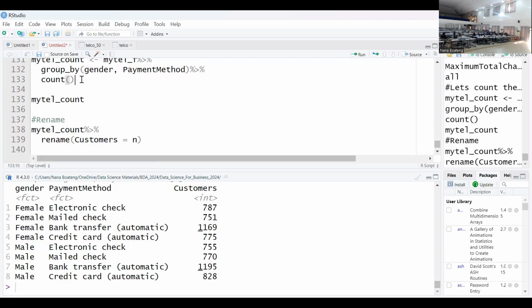Did it work? It gave you the same information as this. Is it working? Okay, good. So there are several ways that you can do this.